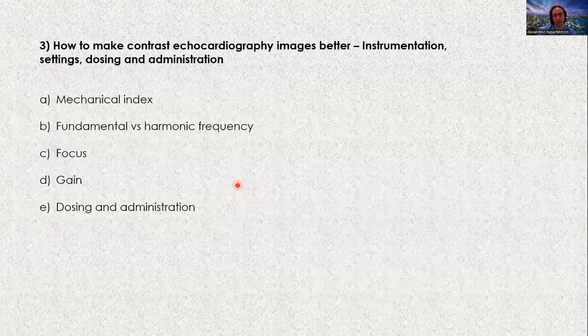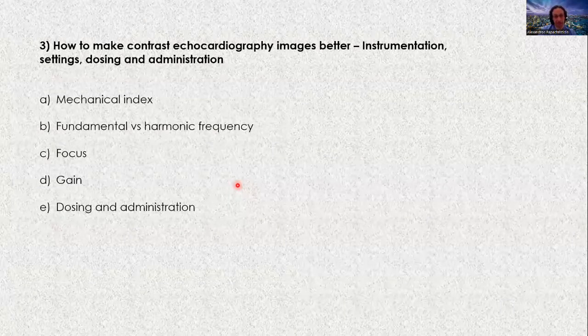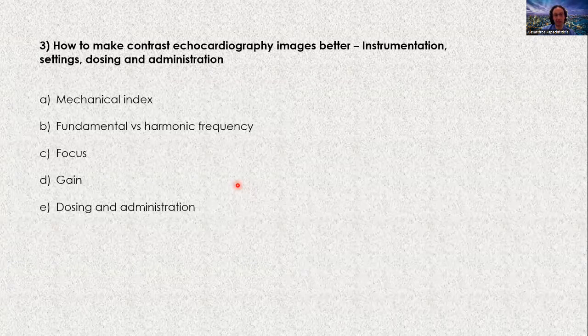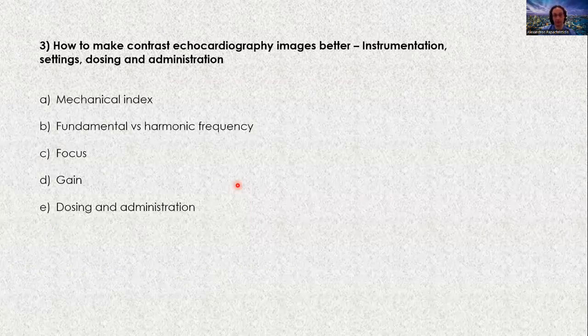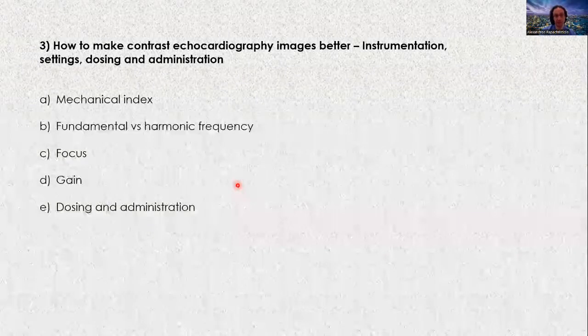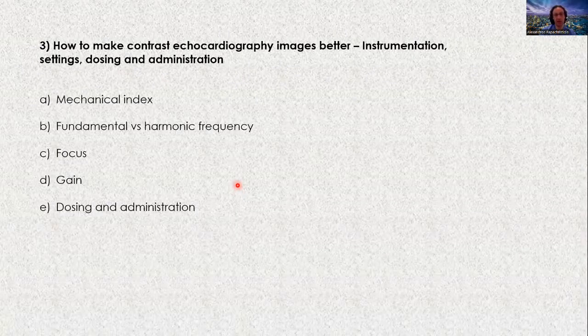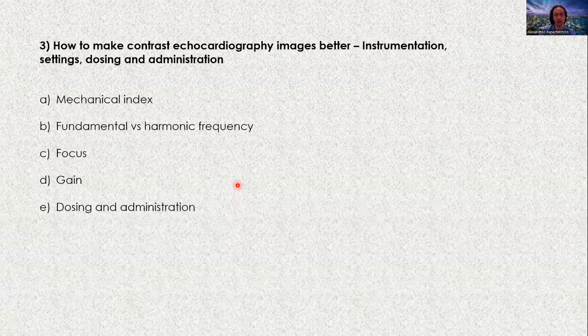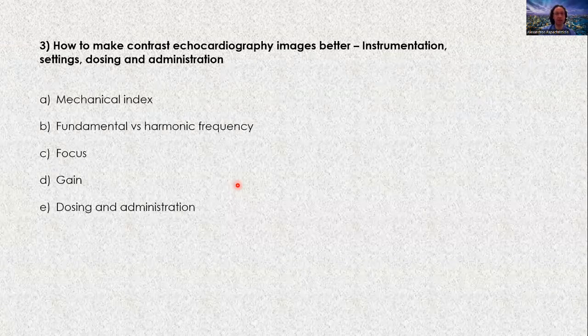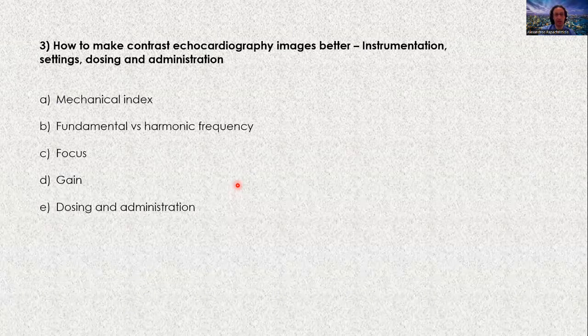Now, what can we do to make the contrast echo images better? I always look at these 5 elements. Number one is the mechanical index, which is about the output, the energy we deliver to the structure we study with ultrasound. Number 2 is the fundamental and harmonic frequencies, which we can change. I can show you what's the impact. Number 3, we adjust the focus of the ultrasound beam, we adjust the gain, and finally, we deal with the dosing, the administration of the contrast. And we need to be very careful about this. I'm going to show you some examples of how I can change the contrast images completely.